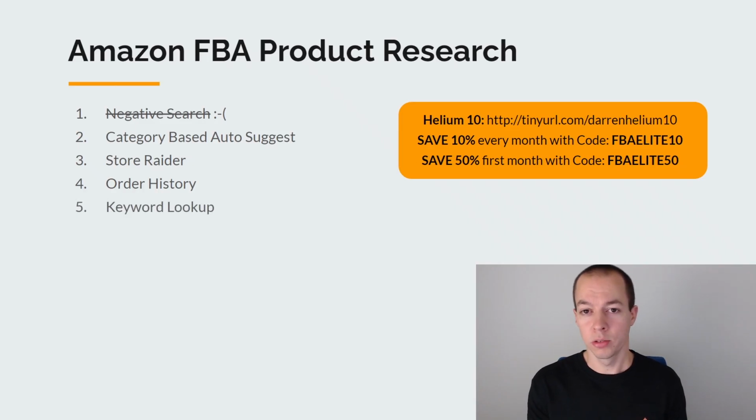So the next one does require some software. This can be Helium 10, but many of the other software packages that are available do offer this facility, and that is to do a keyword lookup. So let me take you over to Helium 10 and show you how this could be used to develop product ideas and also to get alternative product suggestions.